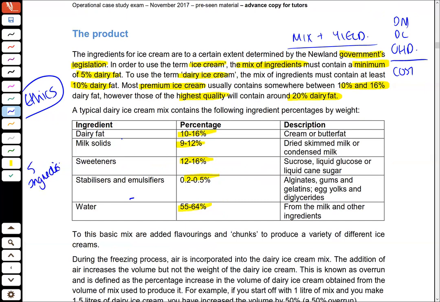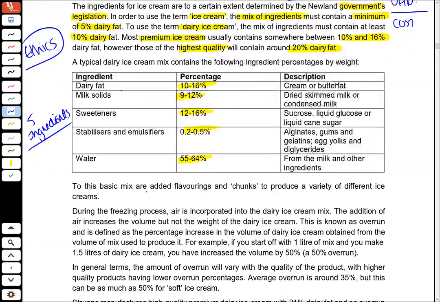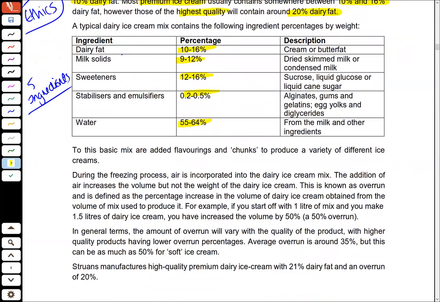What's happening if we alter the mix? What happens as a result? And that's really sitting nicely in our P1 syllabus area. We're then told that to the basic mix we add flavourings and chunks to give us those different ice creams. So there is that standard kind of mix.